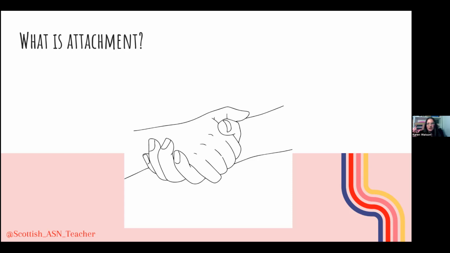So we're thinking about the child we have in front of us now, but we're taking it back to those very early childhood experiences, and whether they were positive or not so positive. And then we'll look at how we can work with that child now and how we can help mend those broken attachments and those broken relationships.